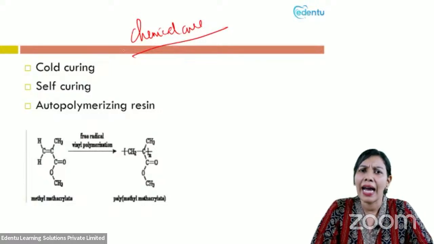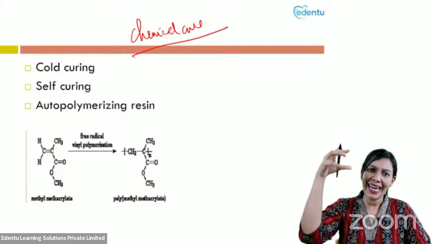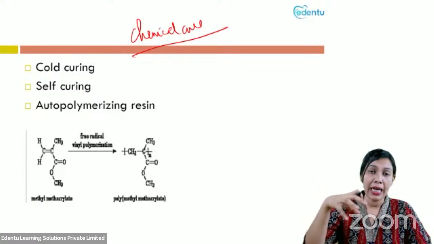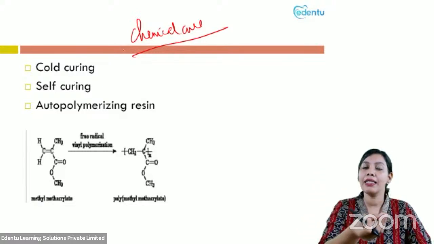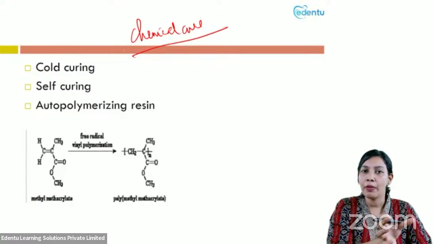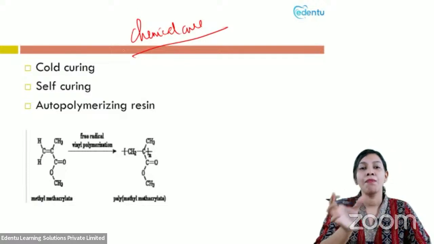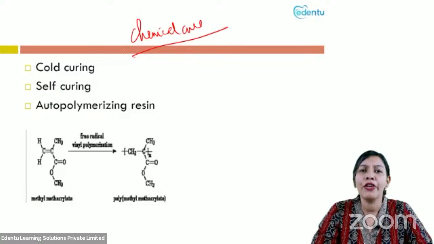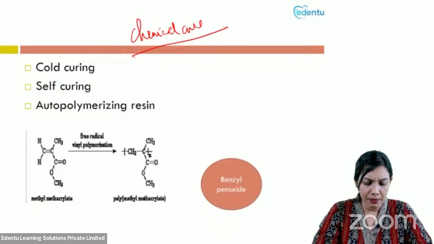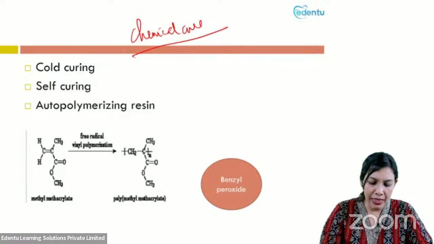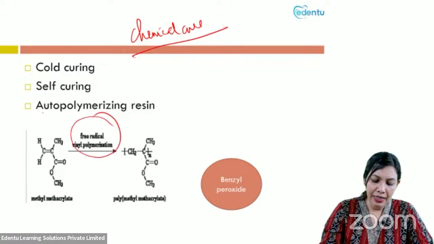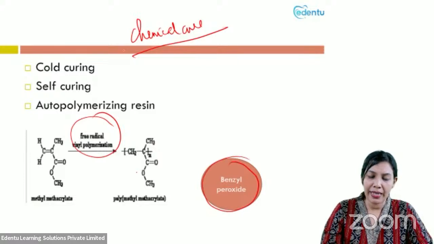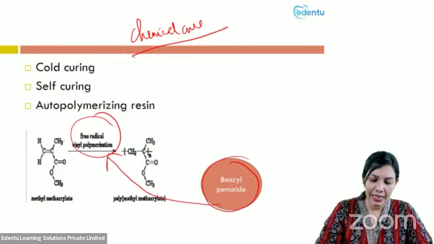So how does this activate? As I said earlier, heat activates benzyl peroxide. Benzyl peroxide gives free radicals. There is conversion of the unpolymerized methyl methacrylate to polymerized methyl methacrylate. So in the case of self-curing resins, this reaction needs to take place and we need free radicals. We need something called benzyl peroxide from which free radicals are formed.